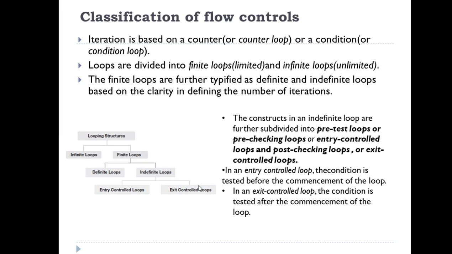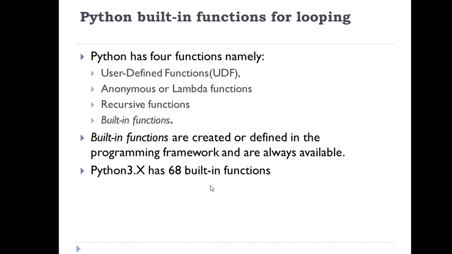Entry control loops mean the condition is tested before the commencement of the loop. And in an exit control loop, the condition is tested after the loop body.